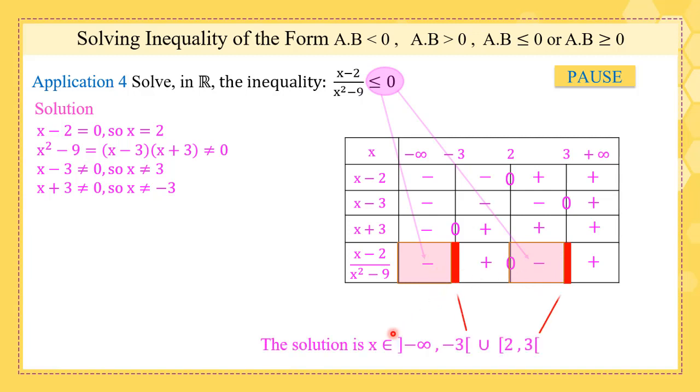So the solution set is x belongs to minus infinity, minus 3. Minus 3 is open since it's shaded, as minus 3 is not in the domain. And the second part of the solution is 2, 3. 2 is closed since we have less than or equal to 0. And 3 is open since it's shaded, not included in the domain.